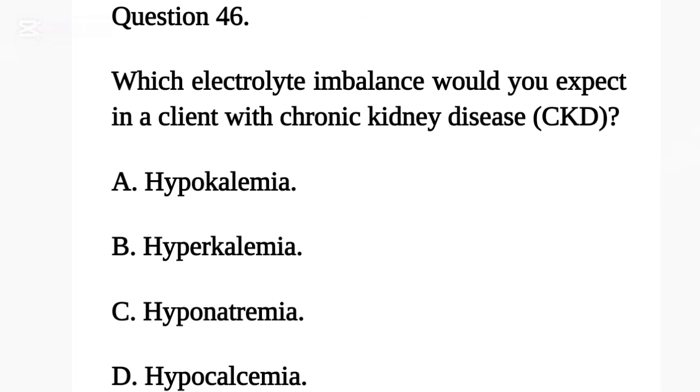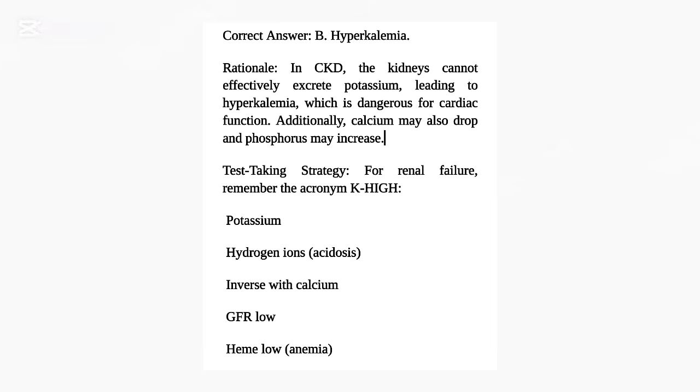Question 46. Which electrolyte imbalance would you expect in a client with chronic kidney disease, CKD? A. Hypokalemia. B. Hyperkalemia. C. Hyponatremia. D. Hypocalcemia. Correct answer, B. Hyperkalemia. Rationale: in CKD, the kidneys cannot effectively excrete potassium, leading to hyperkalemia, which is dangerous for cardiac function. Additionally, calcium may also drop and phosphorus may increase.